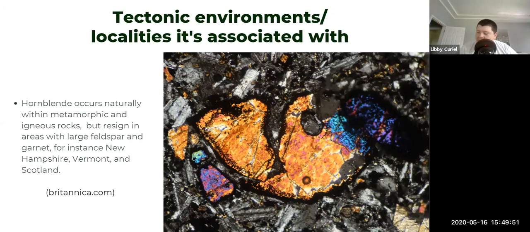Now, moving on to the environments that hornblende resides in. Hornblende occurs naturally within metamorphic and igneous rocks, but resides in areas with large feldspar and granite. For instance, New Hampshire, Vermont, and Scotland. So very interesting in those areas. You can check out more at Britannica.com.